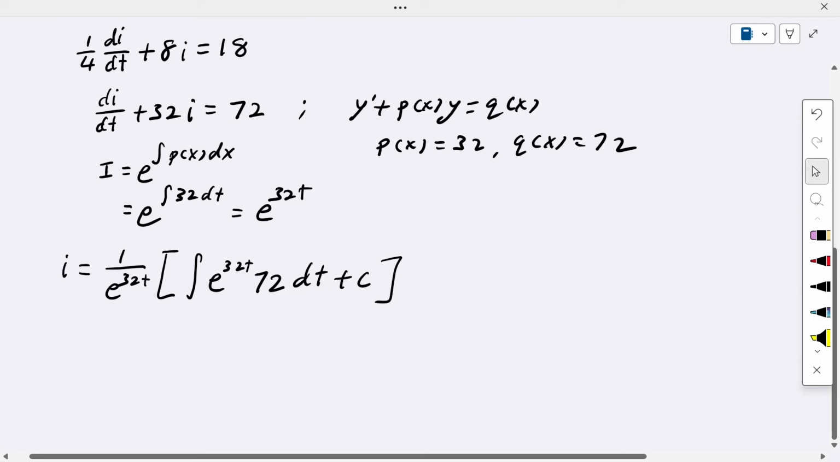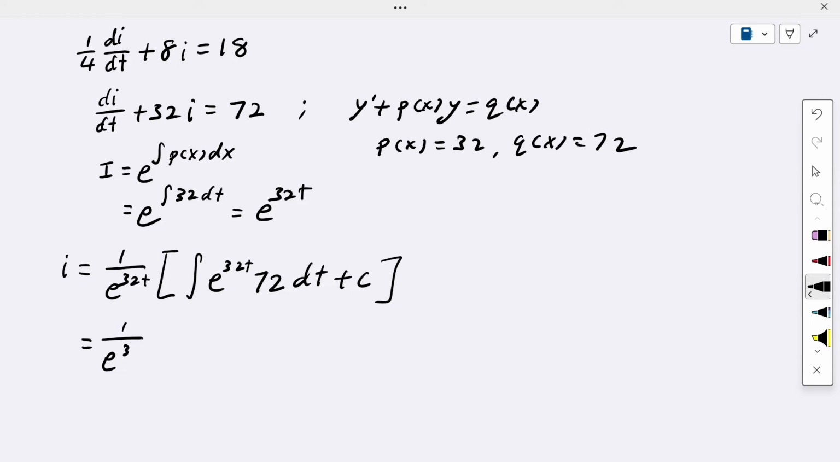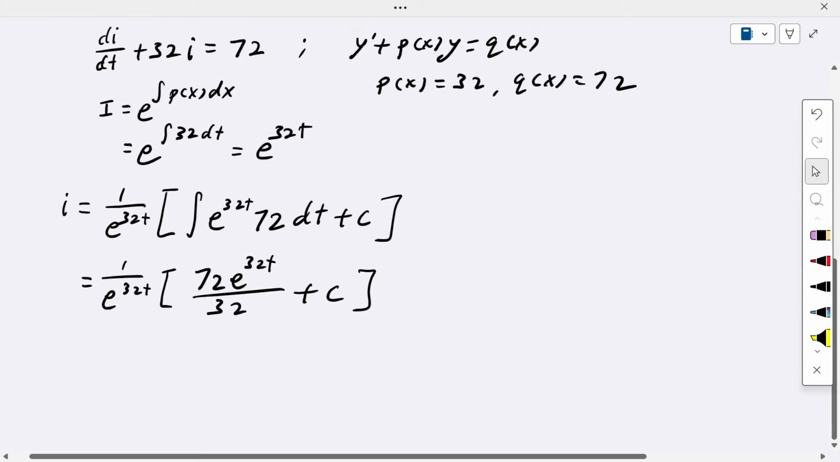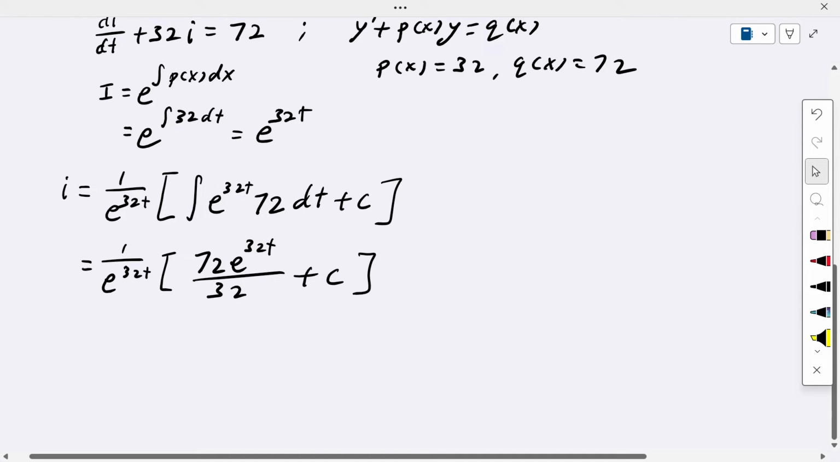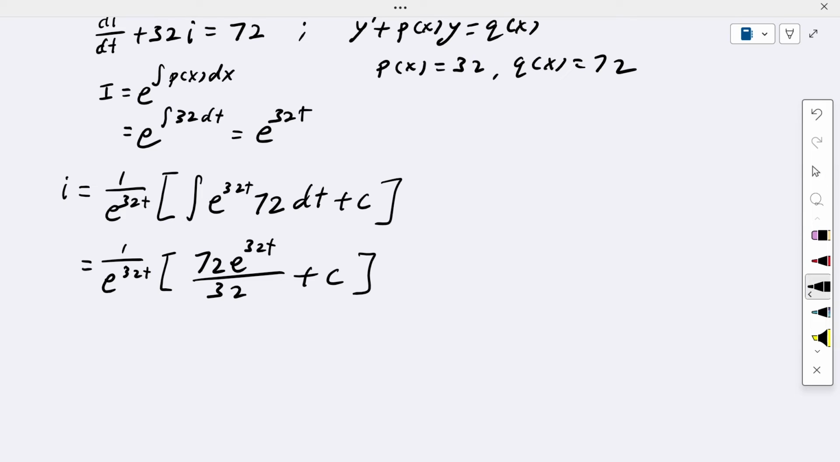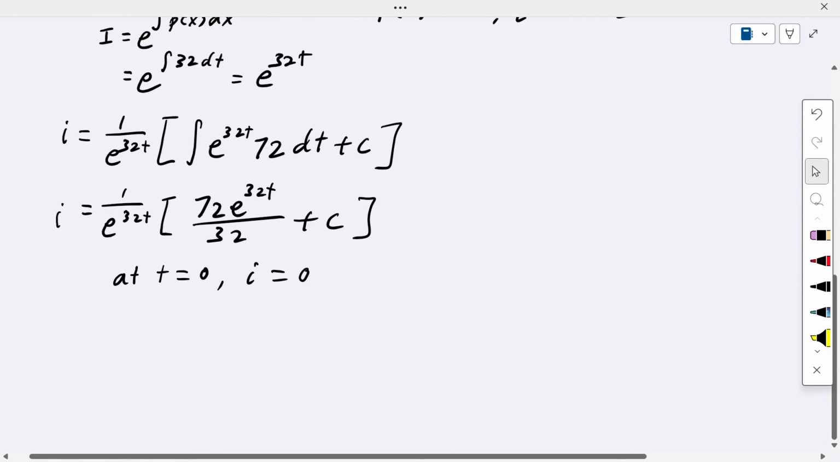Okay, so if we do the integration of exponential 32t, then we get 72 exponential 32t divided by 32, and then plus c. Now in this case, we need to solve for the c value, the arbitrary constant. So we're going to use the initial condition, which is at time t equal to 0, I is 0. We substitute here.